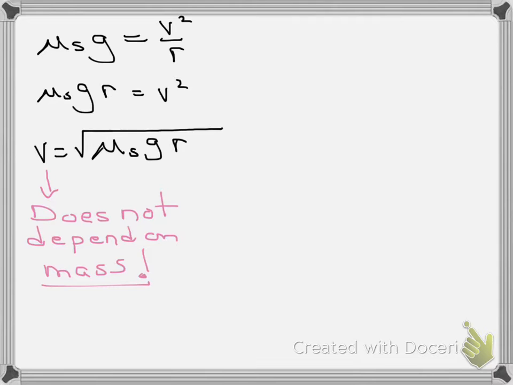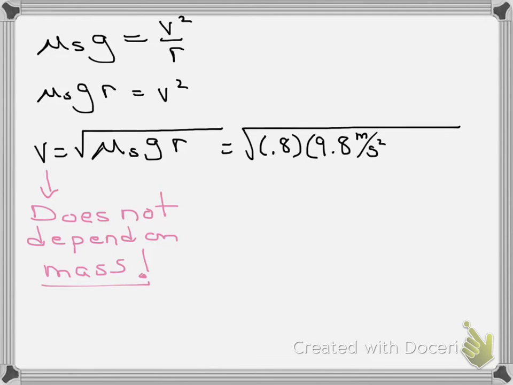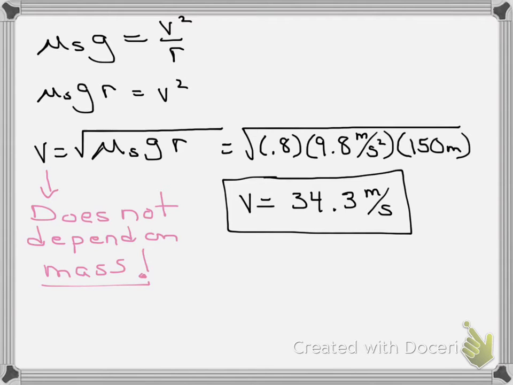So let's go ahead and put in our numbers and see what we get. So the maximum safe velocity that any vehicle could have rounding the particular curve that we're talking about is 34.3 meters per second.